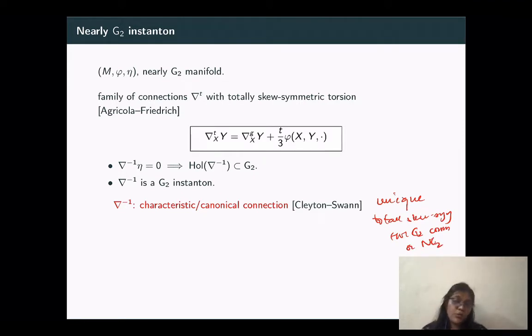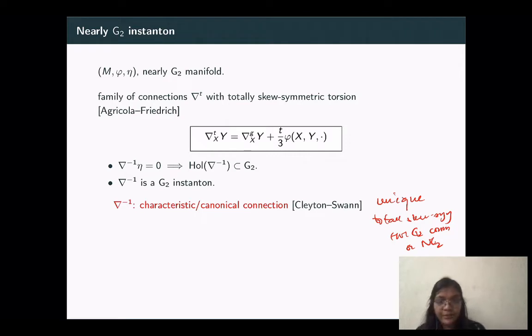And the same thing is also true for nearly Kähler 6 manifolds. There also you can get a canonical connection, which is a G2 instanton, and it's also the unique totally skew symmetric torsion holonomy G2 connection on the nearly Kähler 6 manifold. So this is a good thing, because now we have an example of a G2 instanton, which we can then use to study the deformation space of this G2 instanton, and that is what we will do in lecture 3. We will try to describe the deformation space of this connection on homogeneous nearly G2 manifolds.